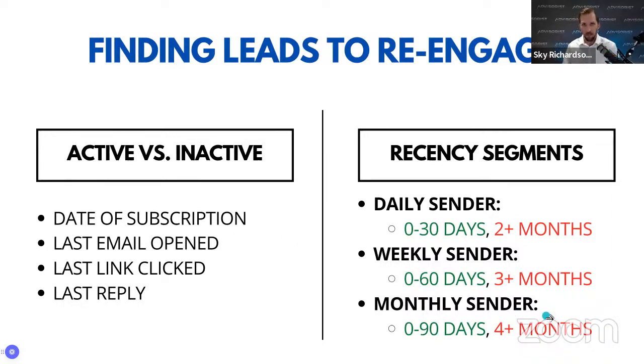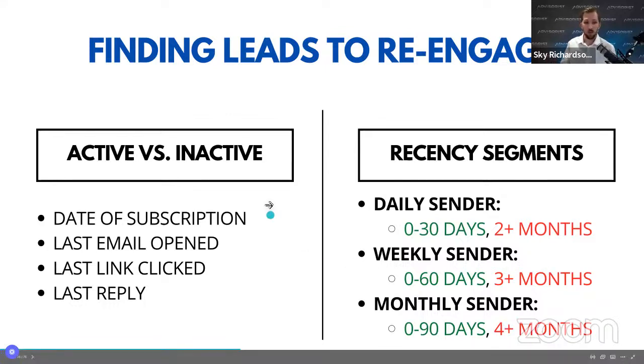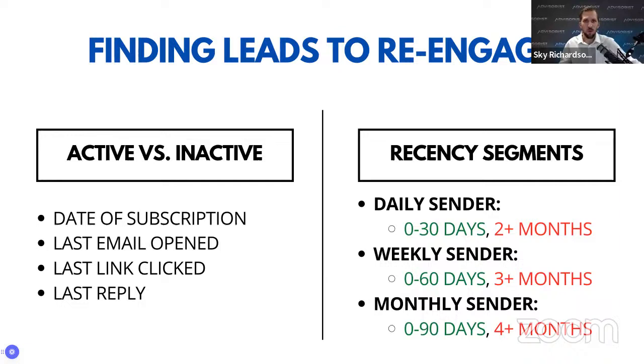So basically, that's going to tell you, you're probably asking, who do I send a re-engagement campaign to? It's these folks. If you're a weekly sender, it's anyone who has not had an activity in the last 3 months, so 90+ days. If you're a monthly sender, it's anyone who's not had one of these activities in the last 4+ months. And those are round numbers.